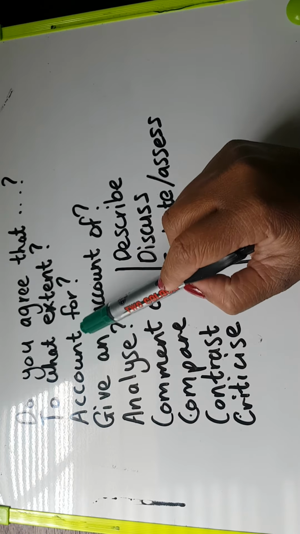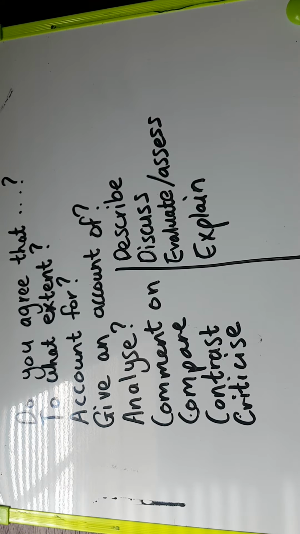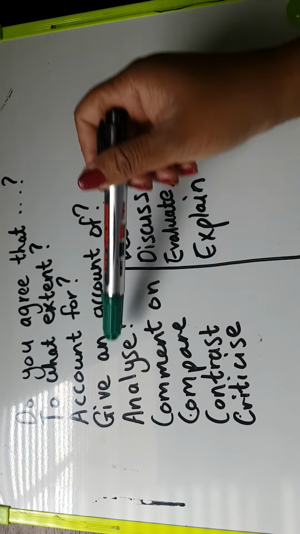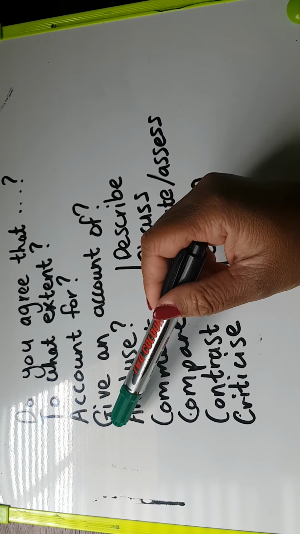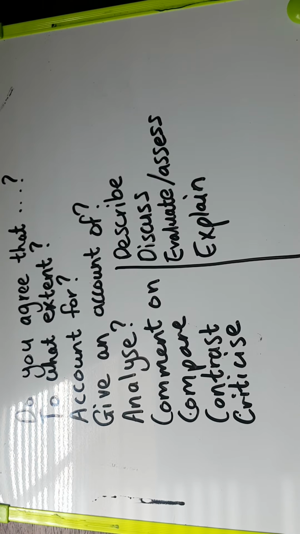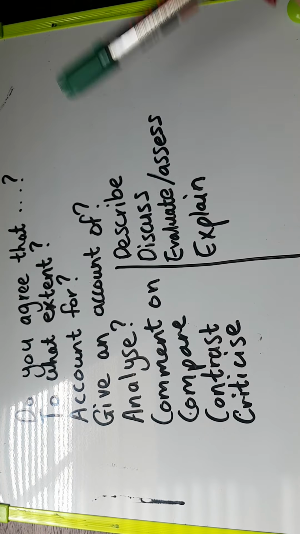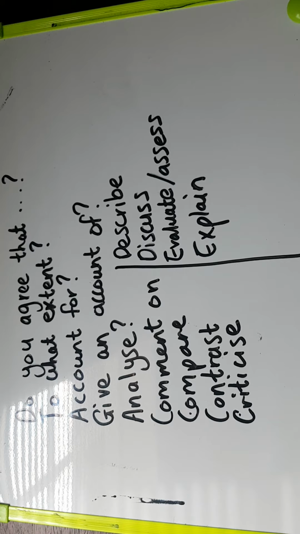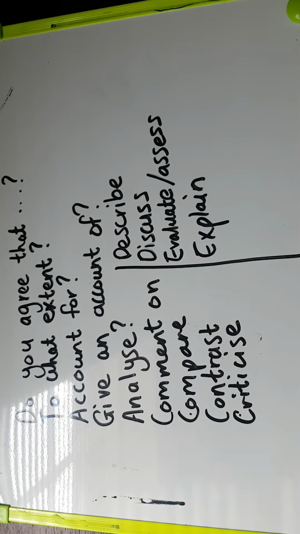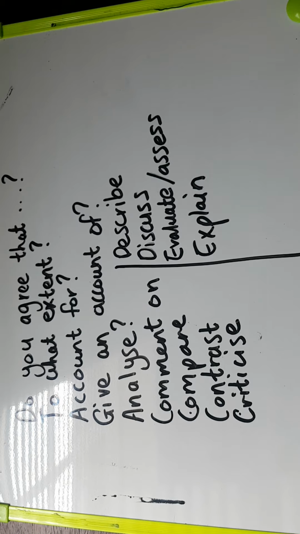Number three, when they ask you to account for, it means give reasons for. Number four, give an account of. It's to describe. So when you're asked give an account of a certain topic, you know it means to describe.